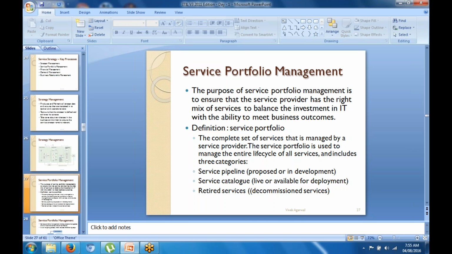The complete set of services that is managed by a service provider, the service portfolio, is used to manage the entire life cycle of all services and includes three categories: service pipeline, service catalog, and retired services. Now, service pipeline is the proposed or new projects which are coming, new services which we are going to offer. Service catalog is live and available for deployment, and retired services, say we were giving this service, but now we have closed this service. That is a decommissioned service.